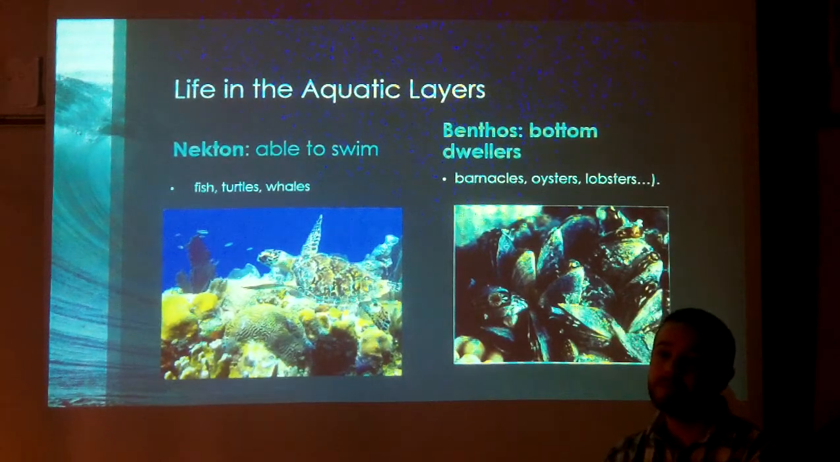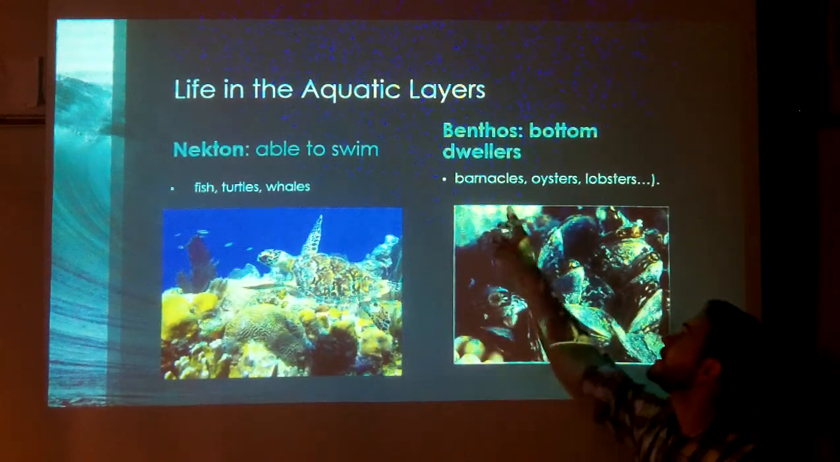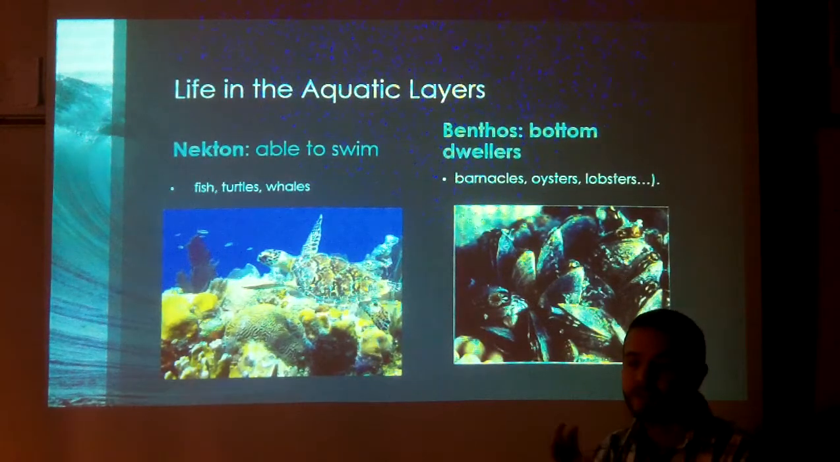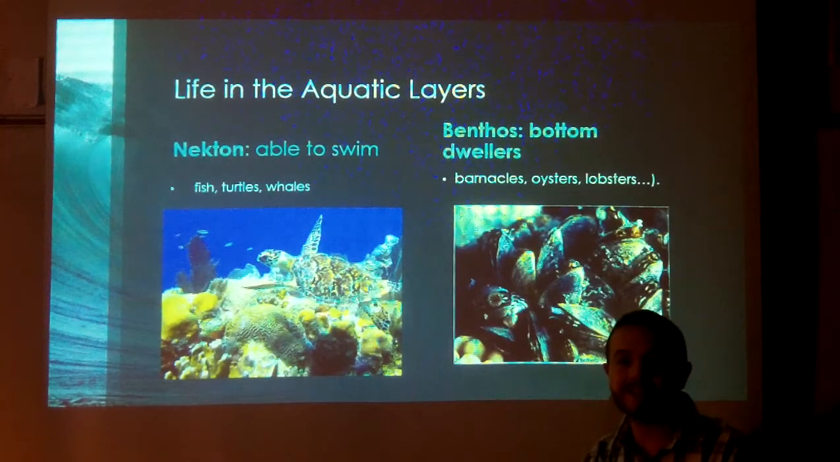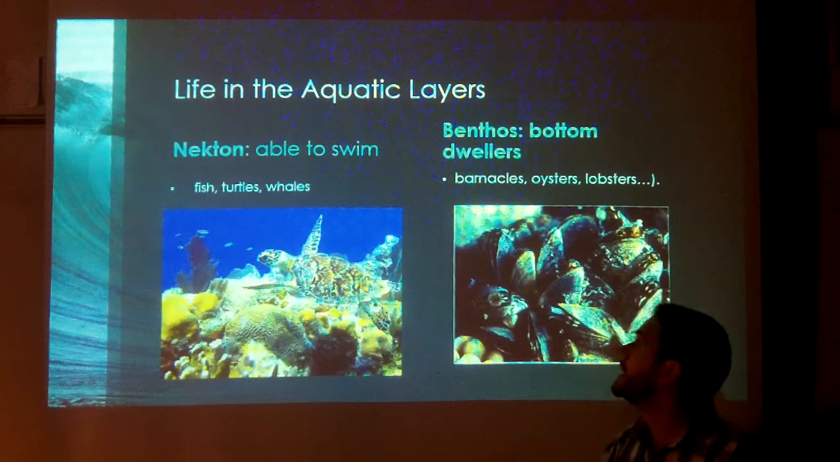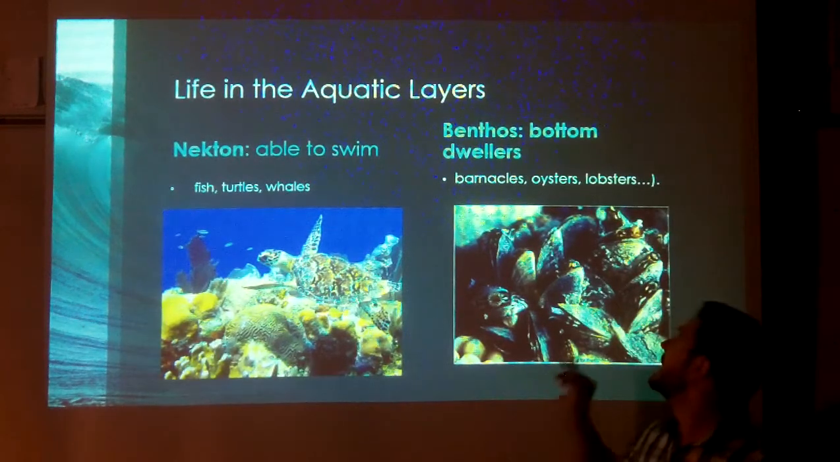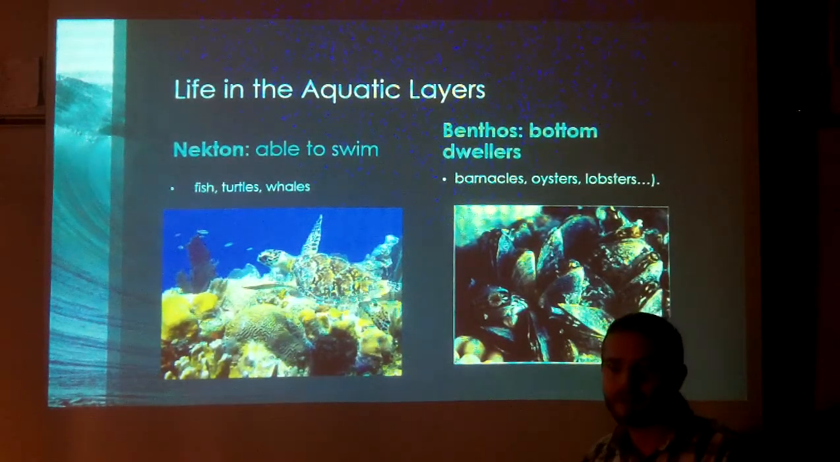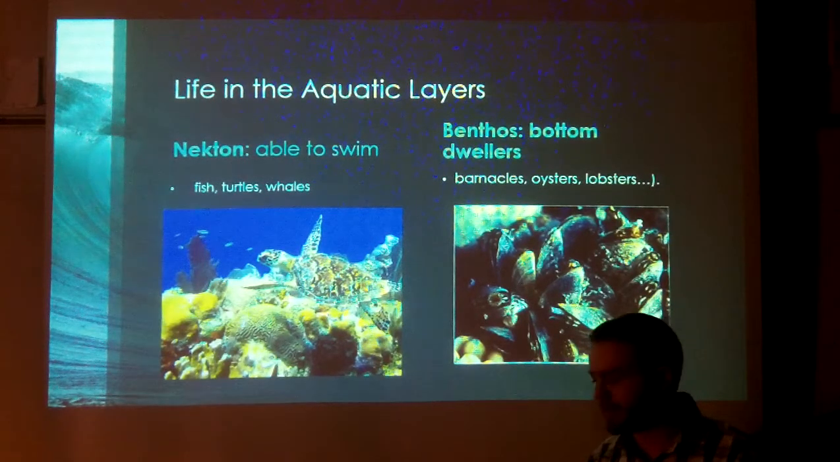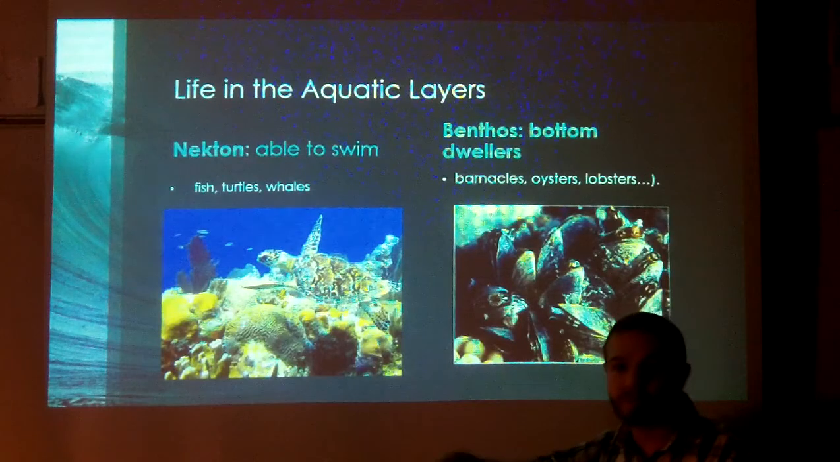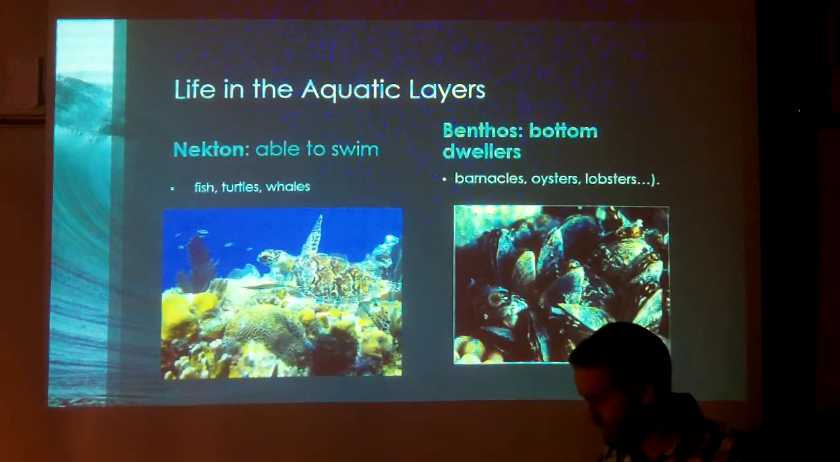Benthos, or bottom dwellers, are barnacles, oysters, lobsters, crabs that move around the bottom. They may be able to move, they may be stationary. A barnacle is stationary, fixed to whatever substrate it attaches to. We call that sessile, S-E-S-S-I-L-E, sessile. They can't move on their own, but they're on the bottom. And then the lobsters, crabs, they typically don't swim in the way that we think of turtles or whales swimming. Most of the time they move themselves by walking across the bottom of the ocean.